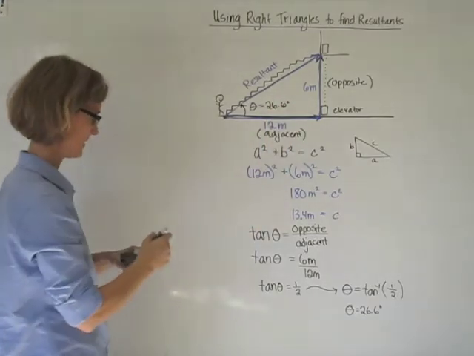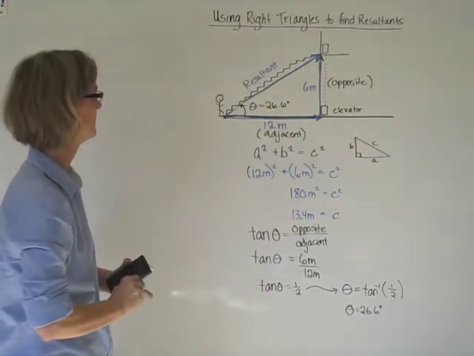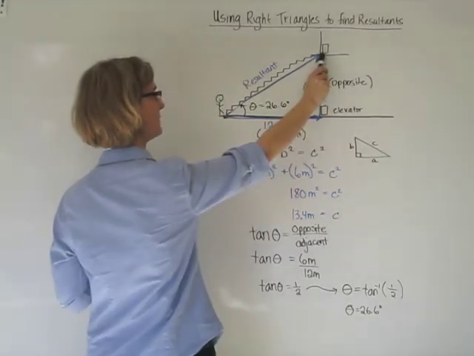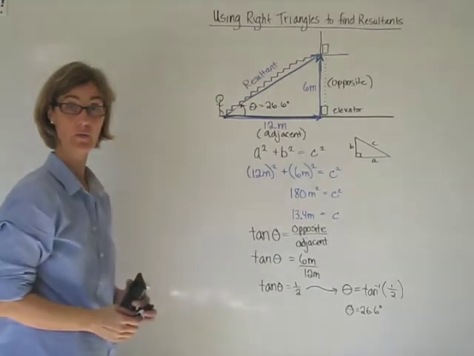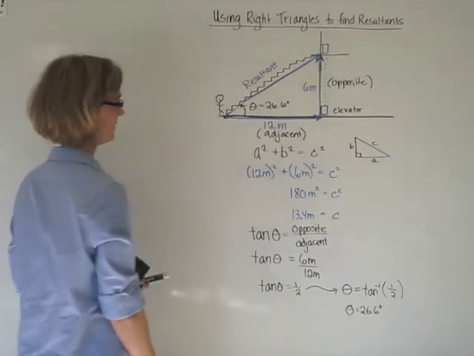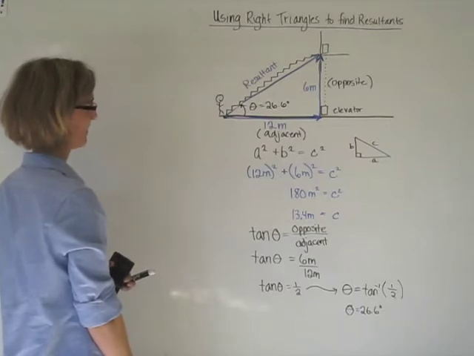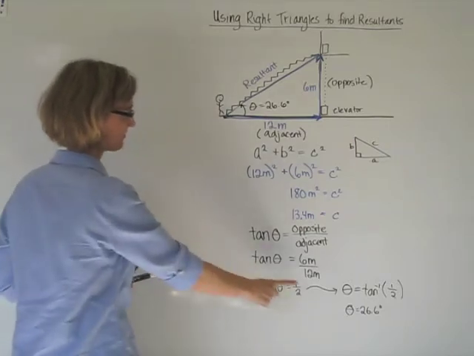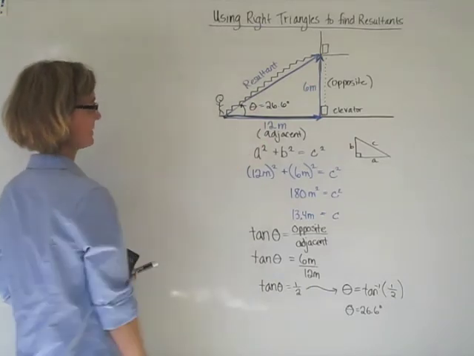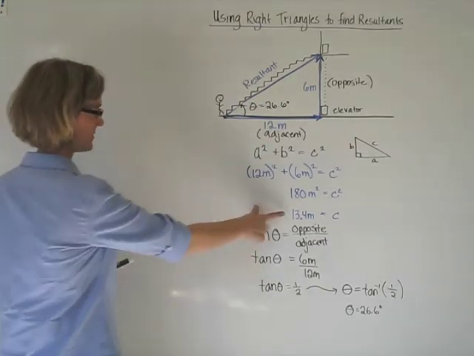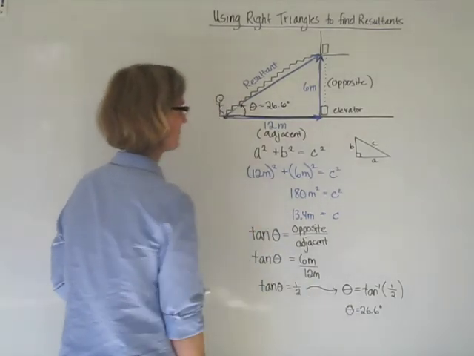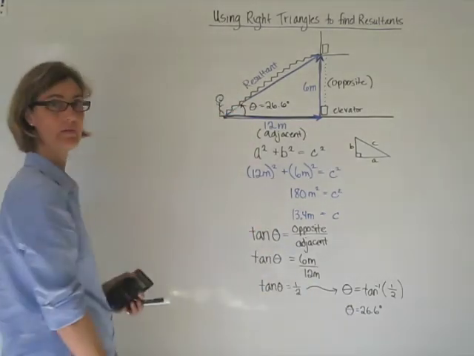The resultant displacement of the physics person is this displacement plus this displacement. Because it's a right triangle, we can use the Pythagorean theorem to find the length of the total displacement, and we can use the tangent and the inverse tangent to find the angle. So the final displacement of the person is 13.4 meters at an angle of 26.6 degrees above the horizontal.